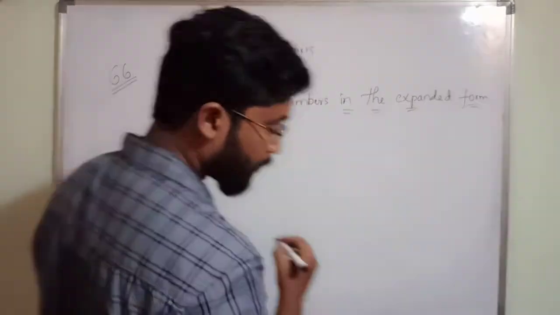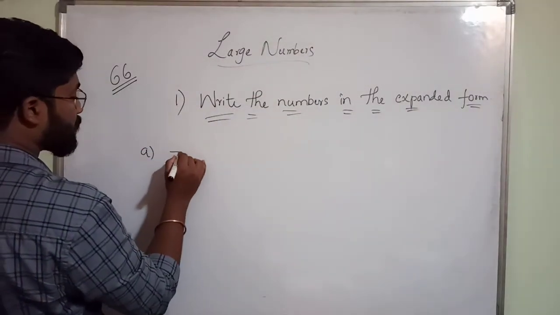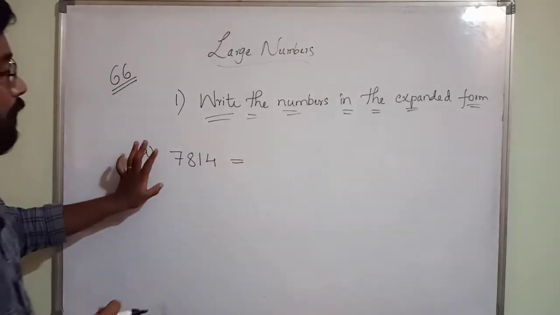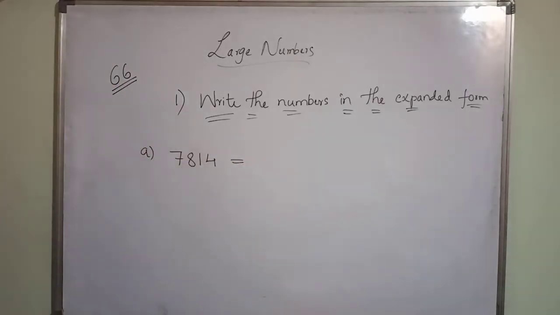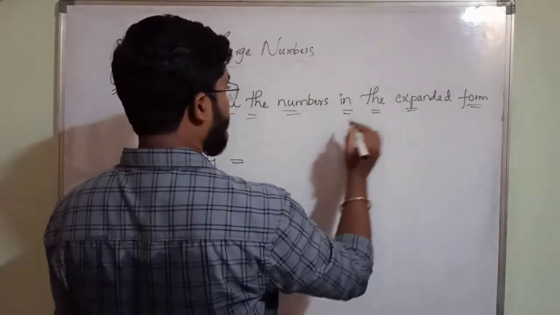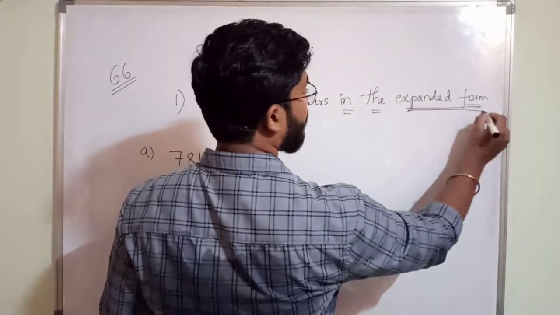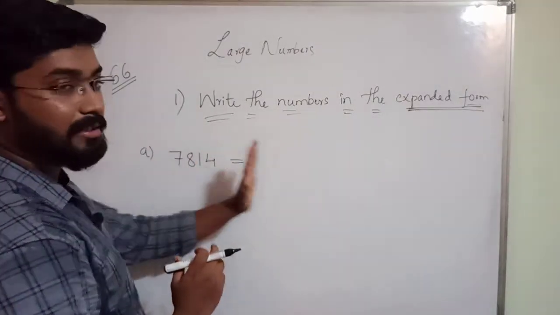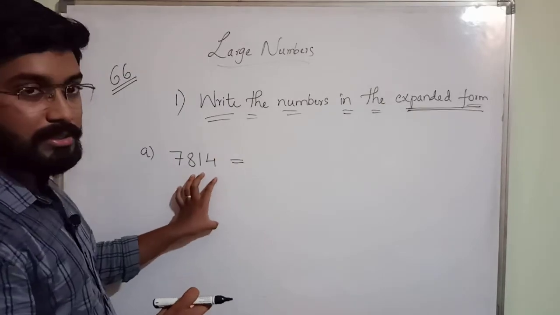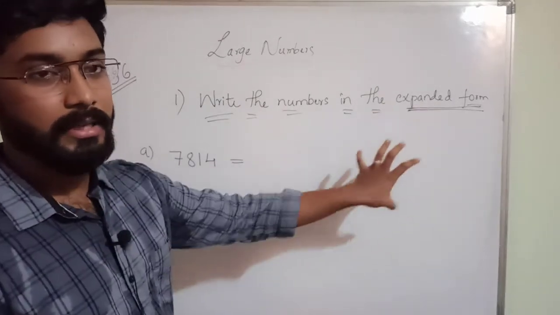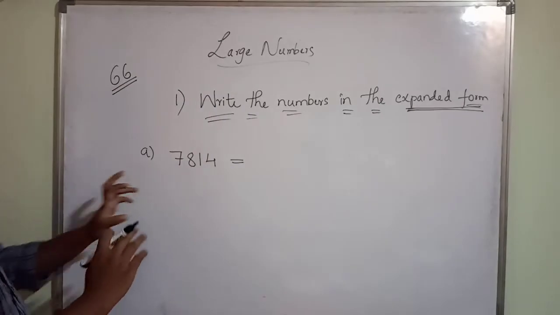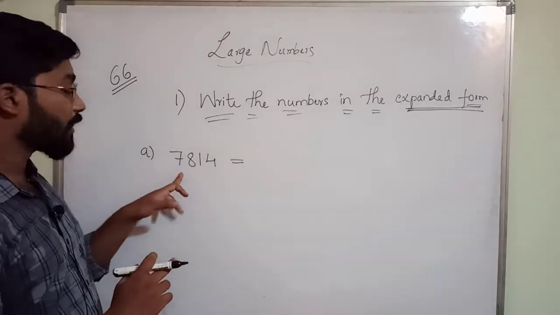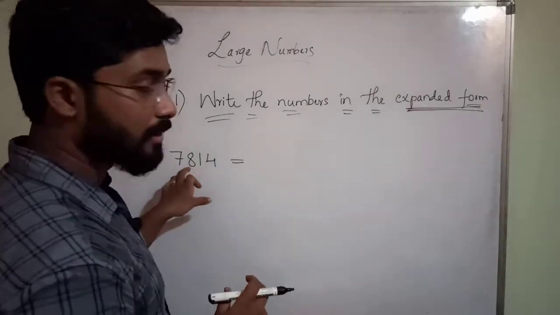What is that? First one, 7814. How to write this one in the expanded form? What is meant by expanded form? Expanded form means you have to divide this number into thousands, hundreds, tens and ones like that. This given number should be divided, and if you add all of them, you will get this number.